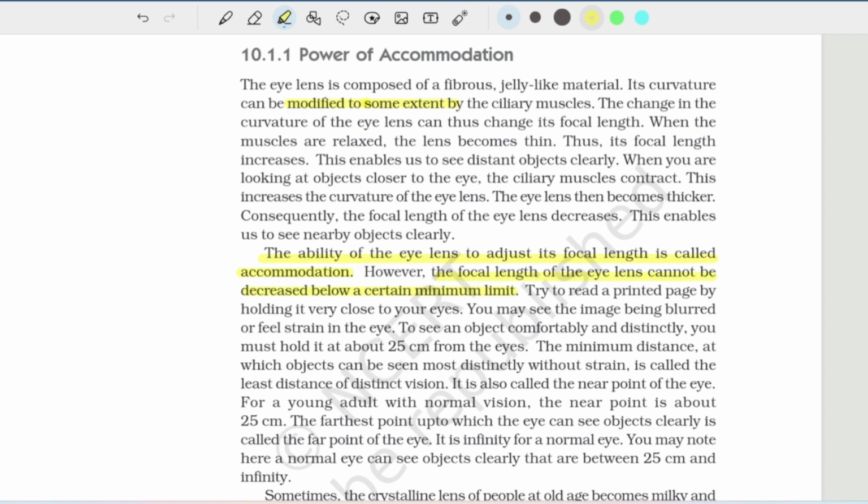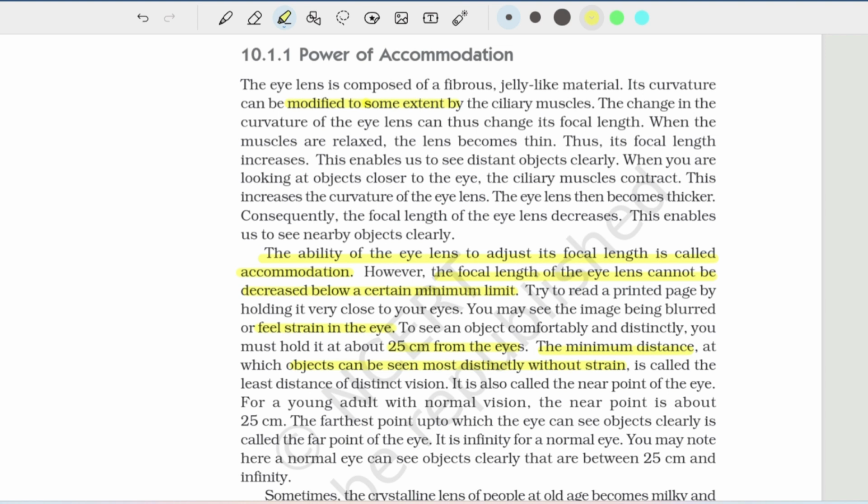So similarly, for closer things also, there is a limit: after 25 centimeter, our eyes get more stressed and strained, right? Therefore we feel strain in the eyes if something is very near to them. To see an object comfortably and distinctly, we must hold it about 25 centimeter from the eyes. This is known as the near distance, or the minimum distance. So 25 centimeter from the eye is the minimum distance at which an object can be seen distinctly without strain.